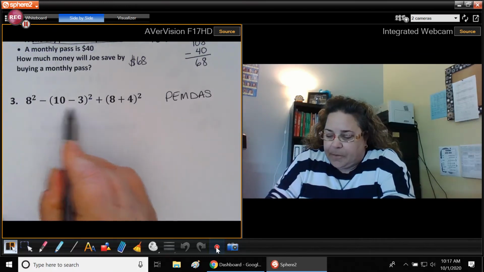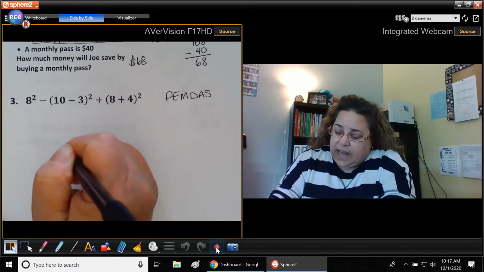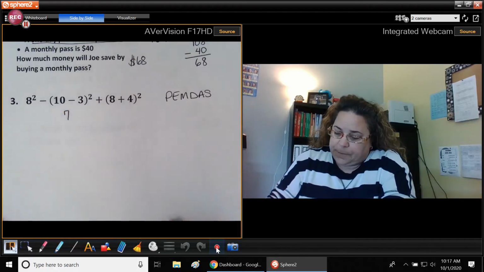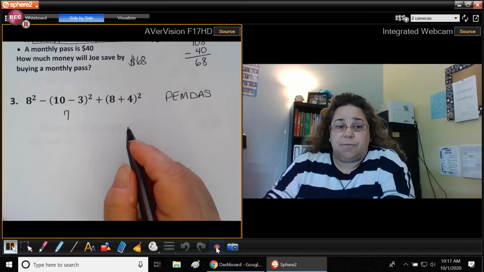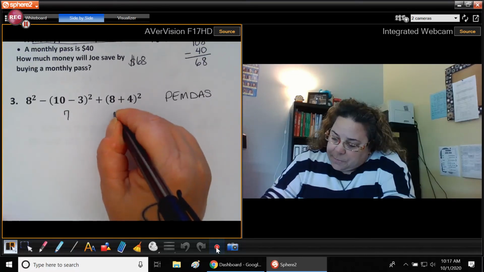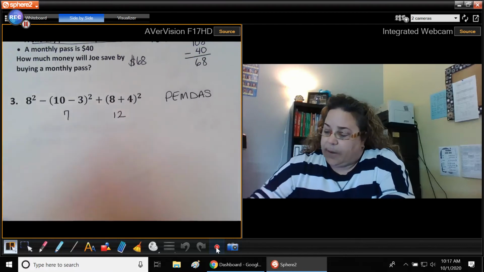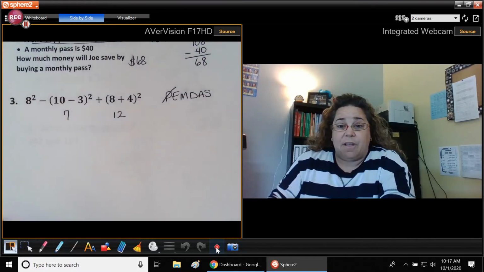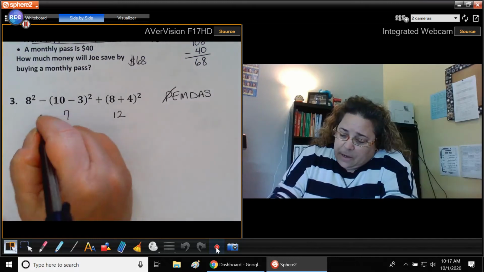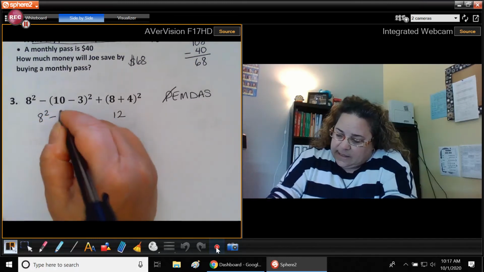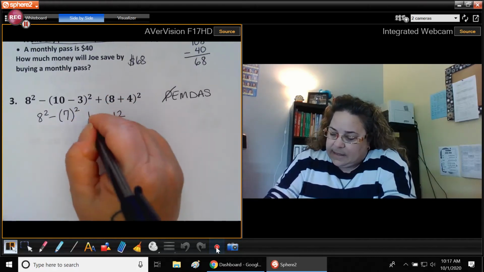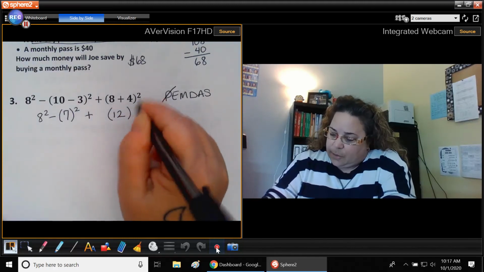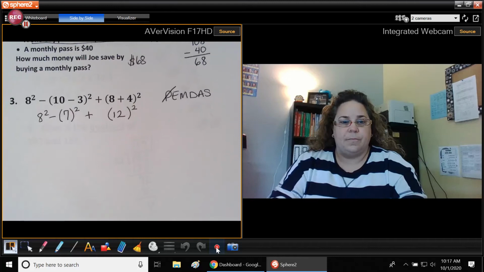So inside this set of parentheses, I have to do 10 minus 3. And that's going to give me 7. And inside this set of parentheses, I have to do 8 plus 4. And that's going to give me 12. All right, so I've done my parentheses, but I have to remember to bring everything else down, okay? So now I go 8 squared minus 7. Don't forget that 2 that's on the outside of the parenthesis, plus 2. See everything? Okay, so now I've done the parentheses.